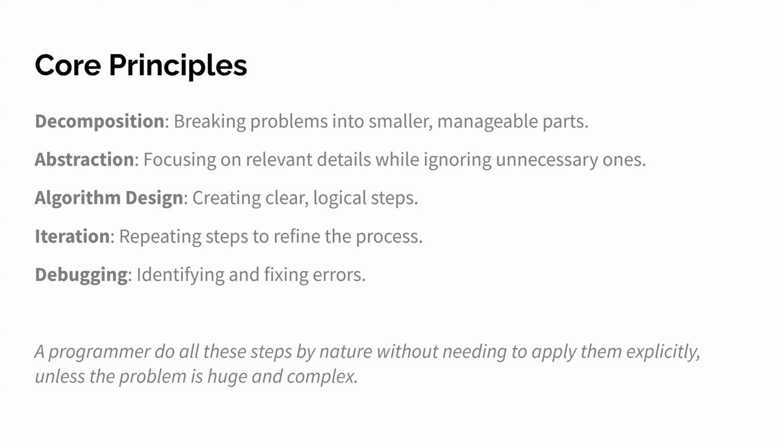So the first one is decomposition, which is basically breaking problems into smaller parts. Sometimes you would face a very complex problem, a very huge problem, so you need to break it down into smaller pieces and focus on solving each smaller part one by one. The second one is abstraction. We hide unnecessary details, and we focus on relevant details, or the main or core points. We will see examples for each next.